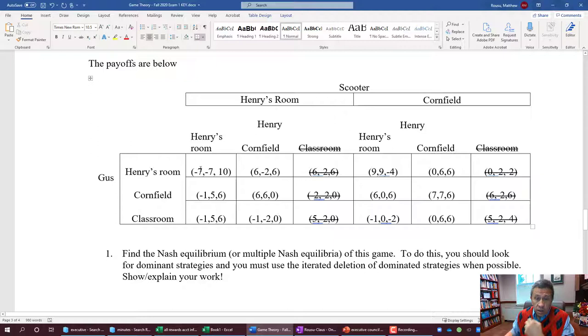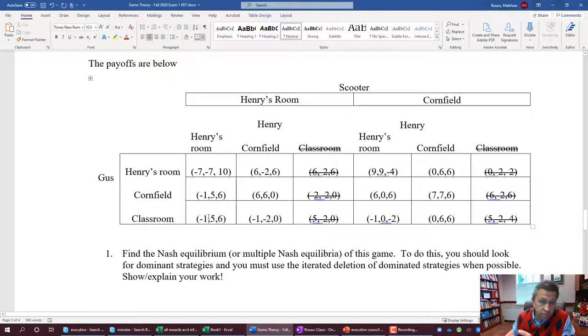If Gus goes to Henry's Room, payoffs are negative 7, 6, 9, or 0, depending on what the other two are choosing. How does that compare? Well, negative 7 is less than negative 1. 6 is equal to 6. But 9 is greater than 6. So Henry's Room and Cornfield, neither of these dominates the other. Got some cases where Cornfield is better, some cases where Henry's Room is better.